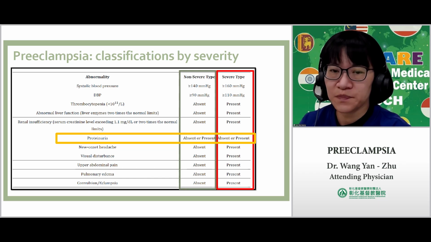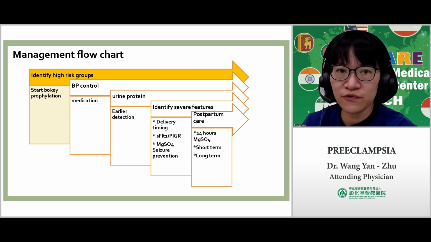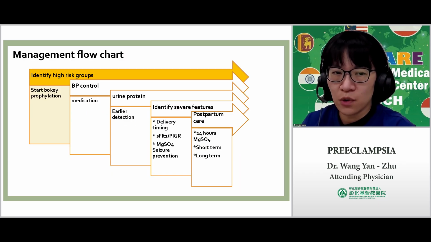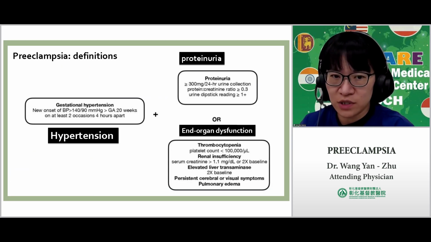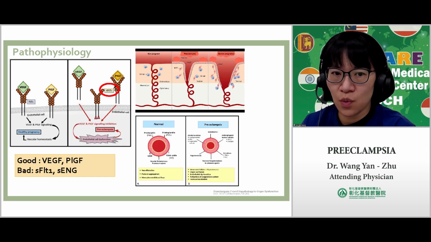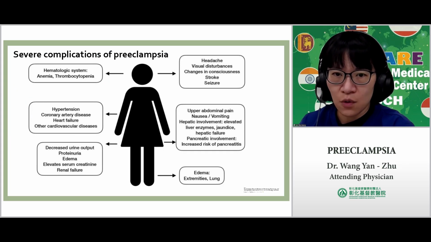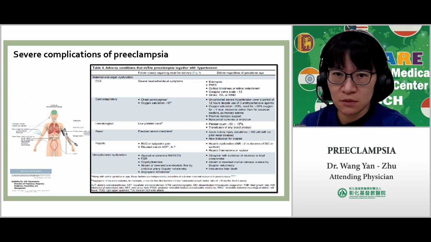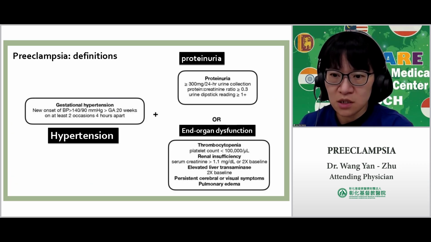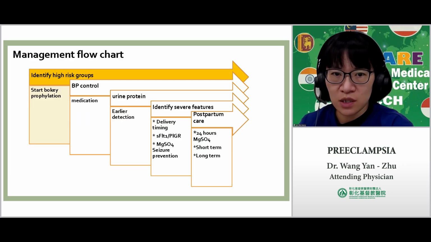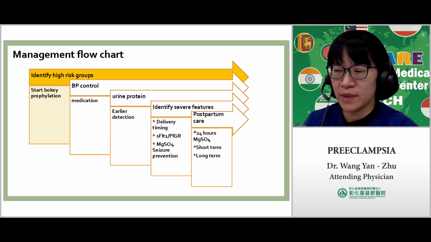Please do something. Okay, so the management flow chart today. We're already very familiar with what I told you before: the definition of preeclampsia and the etiology, why it becomes preeclampsia. It's all a placenta disease. And now we know the severe forms of preeclampsia and how much harm it can cause to our mother and our baby. And now we have to understand how we do the management.